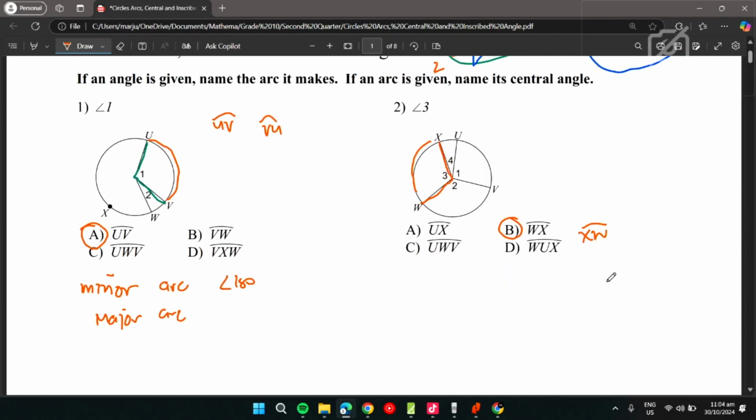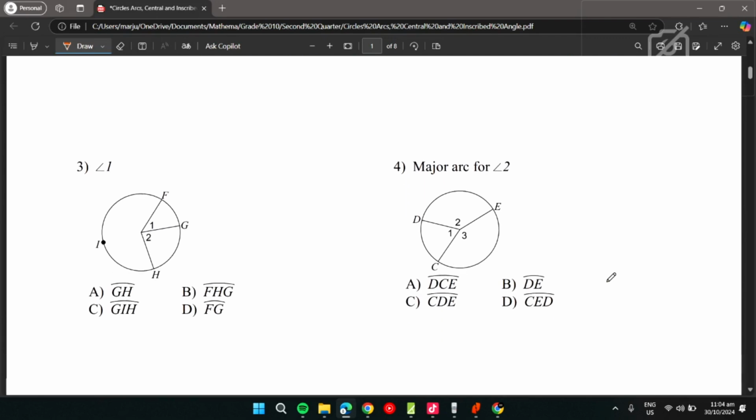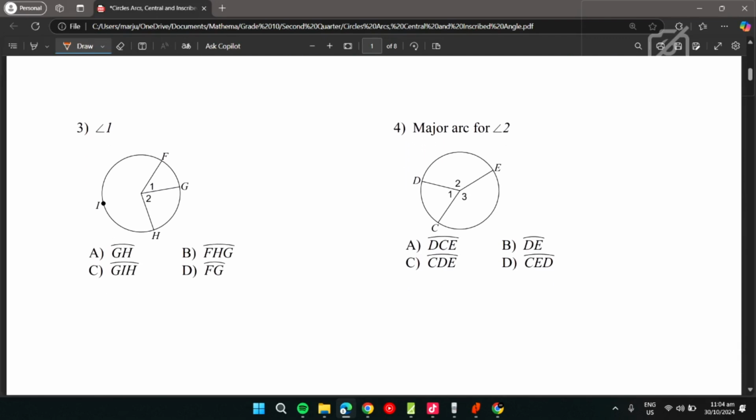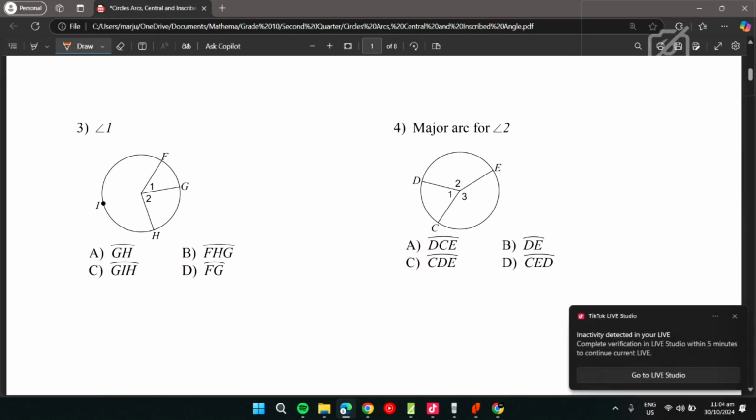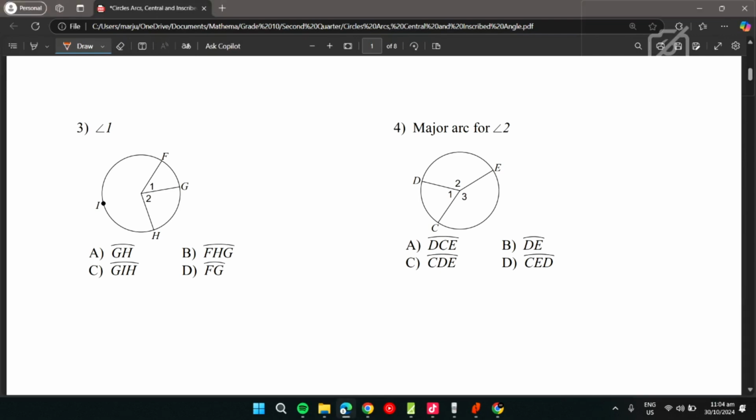Let's do number 3. Alright. Number 3. Let's do number 3.